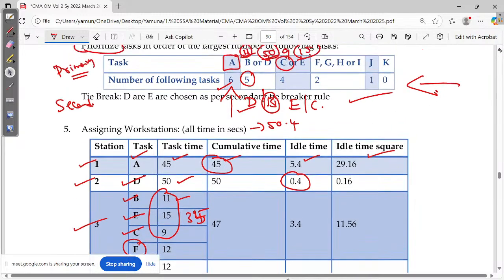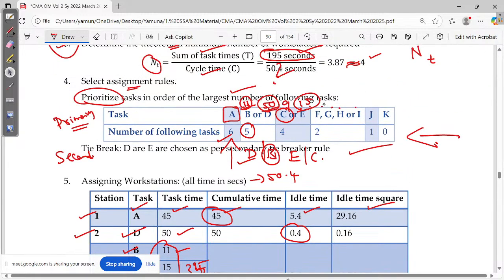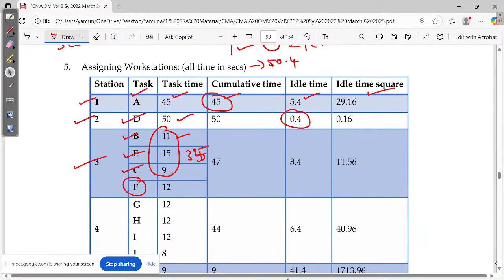If I check over here, F, G, H, I are all carrying an equal task time of 12, 12, 12 and 12. So I can assign in any way, but we go as per the question order. Which order? Question order: E, F, G, H, I, J. So if I take F over here, it takes 12 extra. So it is totally 47.